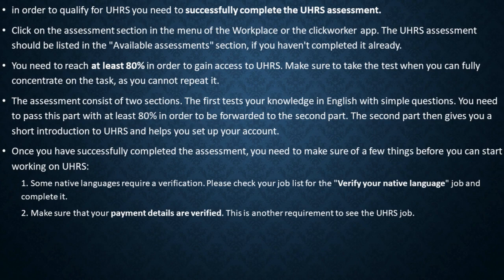And the assessment contains two sections. The first section will test your knowledge in English with simple questions. You need to pass this part with 80% in order to be forwarded to the second part. The second part then gives you a short introduction to UHRS and helps you set up your account. So this second part is after you have finished the first part and you've gotten a minimum of 80% score. Yep. So after that, now we can go to creating UHRS. So let's first finish the assessment.